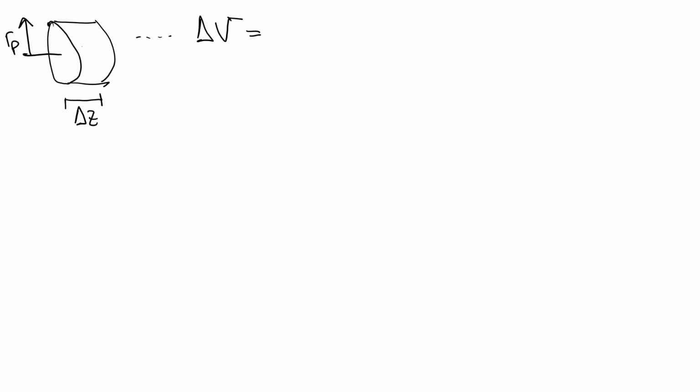Basically, the way we account for the reaction in an infinitesimal volume is, let's say, I'm going to draw again our control volume of thickness delta z and radius Rp. This infinitesimal volume, delta V, will be pi Rp squared, so the area of the surface here, times delta z. So this is the volume of the cylinder.